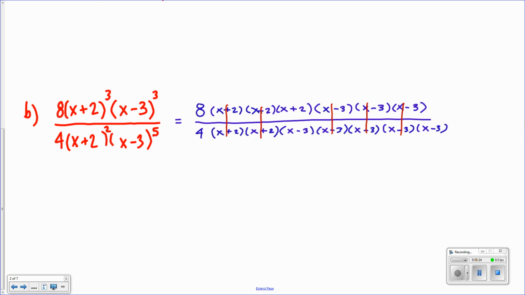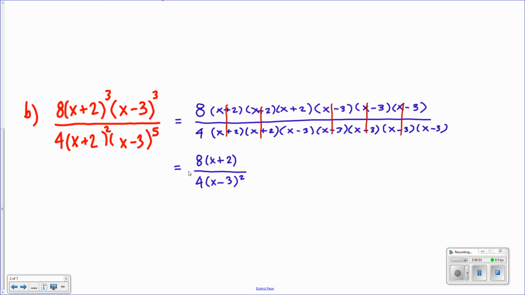Which is going to leave me right now with 8 times the quantity of x plus 2 times 1 times 1 times 1, but I don't need to list all those. So I have 8 times the quantity of x plus 2 over 4 times 1 times 1 times the quantity of x minus 3 times 1 times 1 times 1 times the quantity of x minus 3. So I'm going to put the quantity of x minus 3 squared, since there are 2 of them left down there.